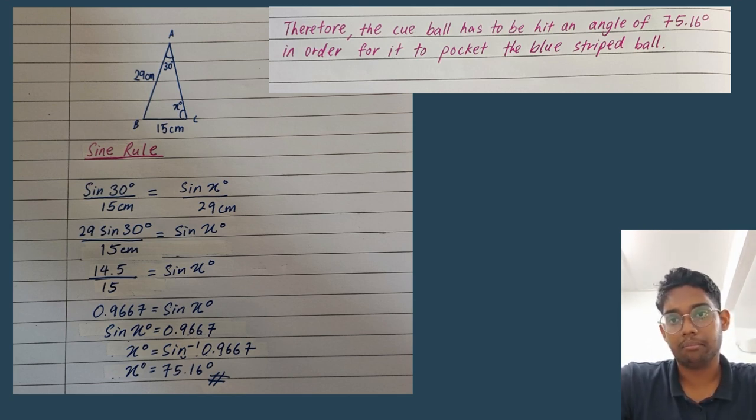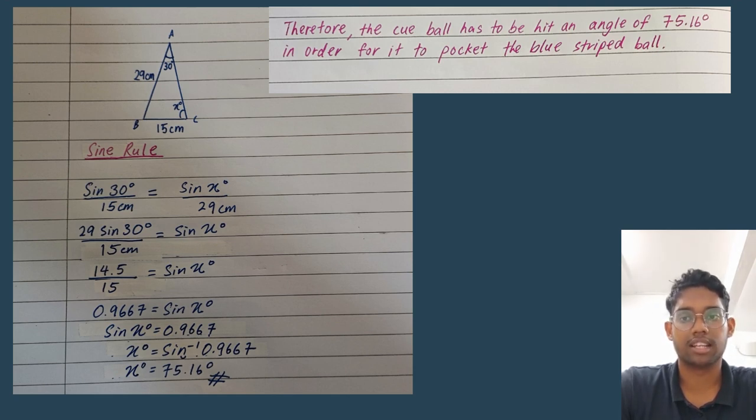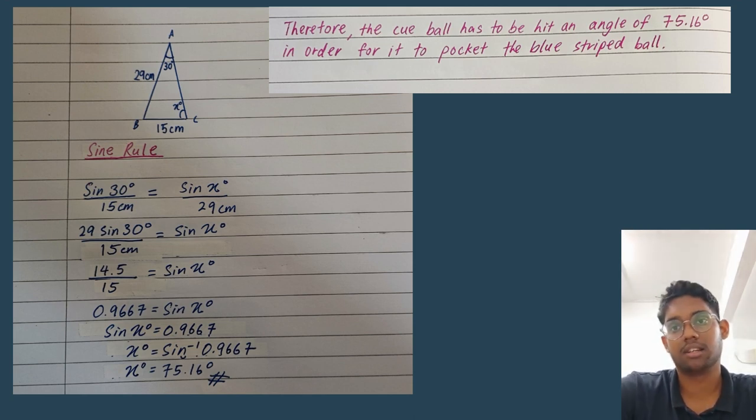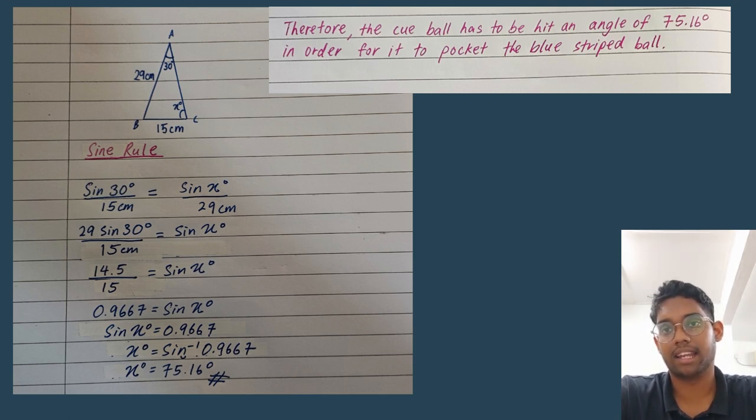By bringing the 29 cm on the right-hand side to the left-hand side, we get 29 sine 30 degrees divided by 15 cm equals sine x. That leaves us with 14.5 divided by 15 equals sine x, which gives us a value of 0.9667 equals sine x. In order to find the angle x, we have to bring the sine to the opposite side, and that makes it an inverse sine. So x is inverse sine of 0.9667, so the angle x is 75.16 degrees. Therefore, the cue ball has to be hit at an angle of 75.16 degrees in order for it to pocket the blue striped ball.